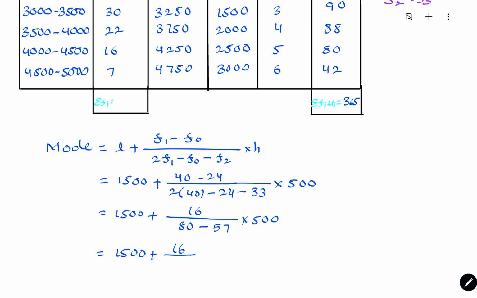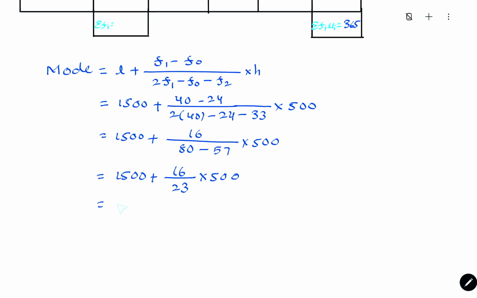Now 1500 plus 16 by 80 minus 57 is 23, into 500. Here 1500 plus 16 into 500 is 8000, by 23. 1500 plus, divide 8000 by 23, then we will get 347.82. Now add 1500 plus 347.82, 1847.82. This is the mode.